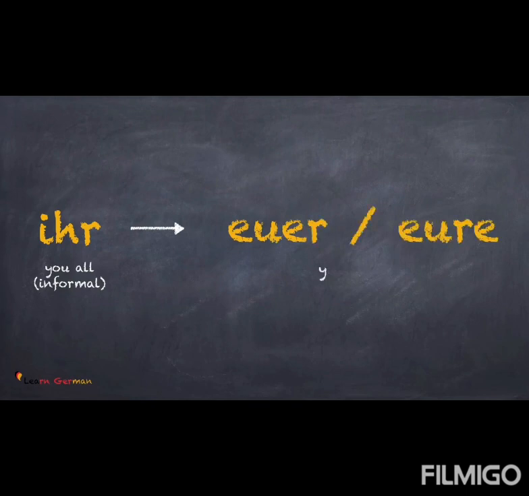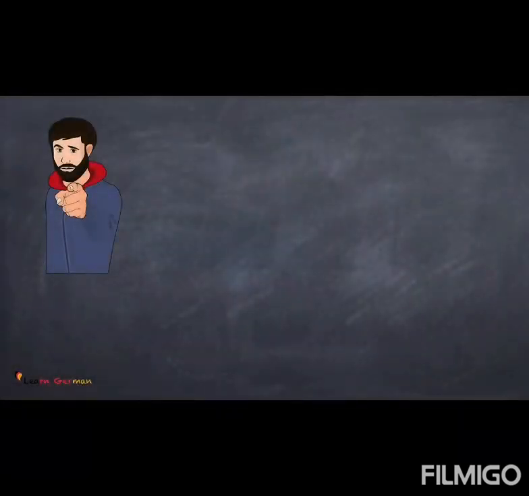Now let's come to the next pronoun, ihr. The possessive pronouns are euer or eure. This is a little tricky, but you have to remember this. Whenever you write eure, you don't just add an e at the end. You also remove an e after the u. Now let's see how to use them.